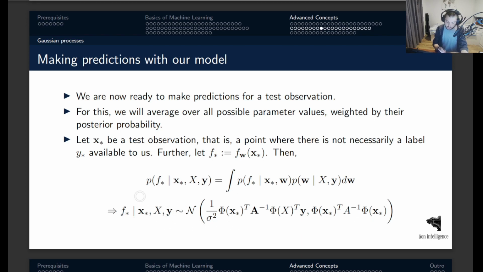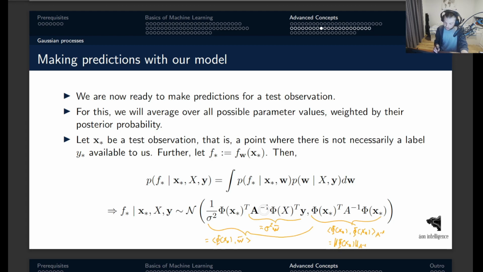And then we have that this random variable, which is our prediction for the test observation, given that test observation, the data set x, and the true labels that we have available, is distributed according to a univariate Gaussian density, because this is a regression output, it's a scalar. And it is parameterized by this expectation and this variance. I know this looks messy, but let's have a sharp look. It will make sense in a second.